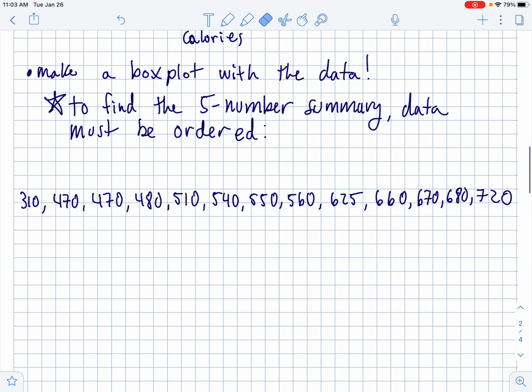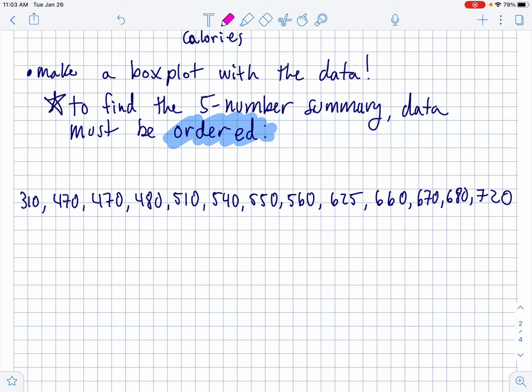Now we're going to take this and make a box plot with the data, which is the main thing we did last time. The thing about a box plot is they need to be in order. So I took the data, the cheeseburger data, and put it all out in order right here.